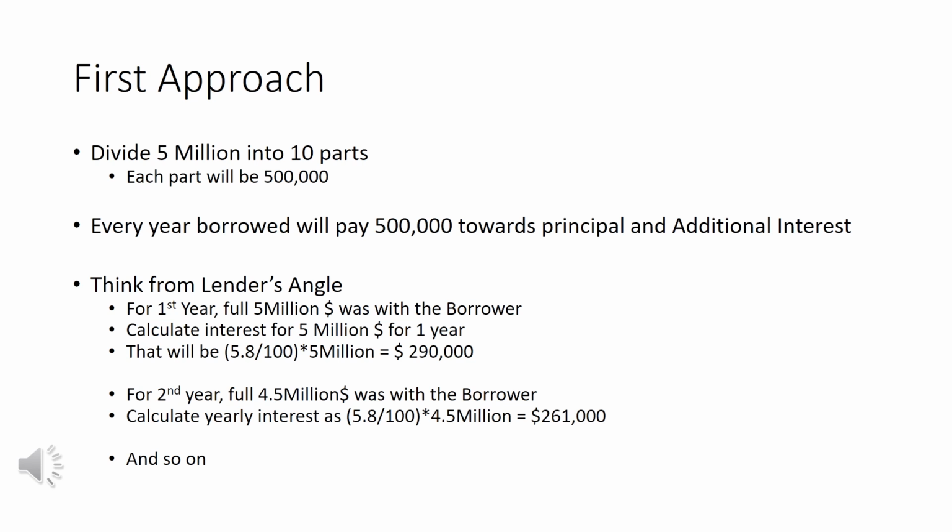The next year he comes and pays me another $500,000. Now what should be the interest? Now for this year, $5 million was not there with him, he had only $4.5 million because he has already paid me $500,000. So I have to think that for $4.5 million, what is the rate of interest? So I multiply that with 5.8 by 100, which is our assumed rate of interest, and calculate the interest as $261,000.